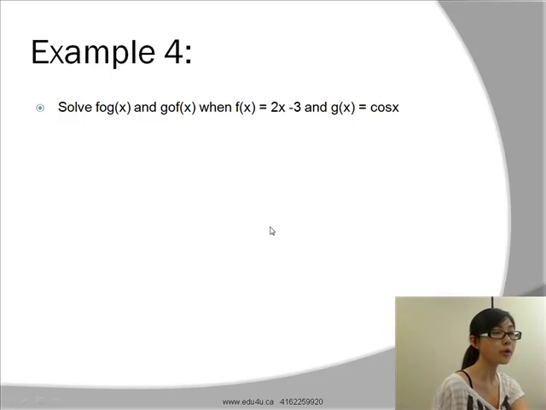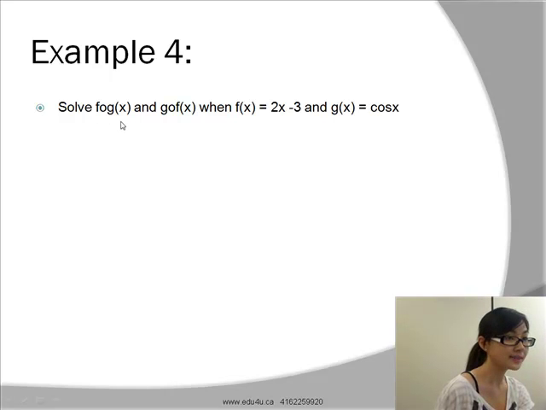Let's take a look at example 4 from your learning resources. Solve f of g of x and g of f of x when f of x equals 2x minus 3 and g of x equals cosine x. Let's solve the first part of the problem first.